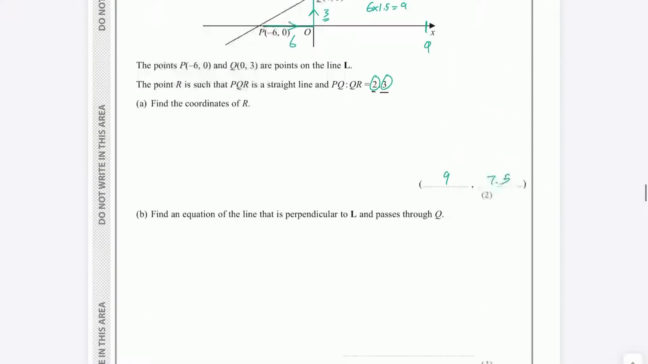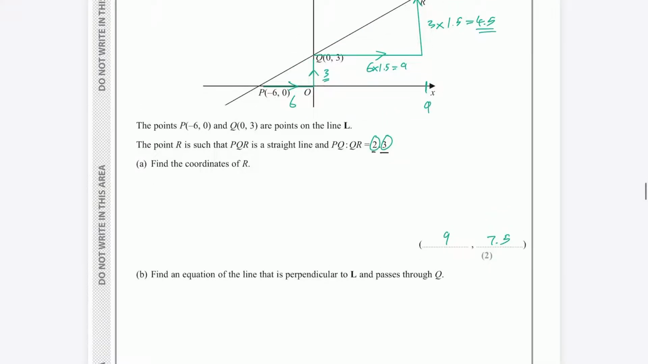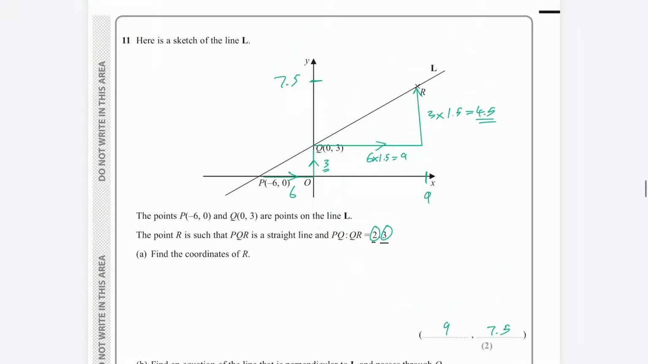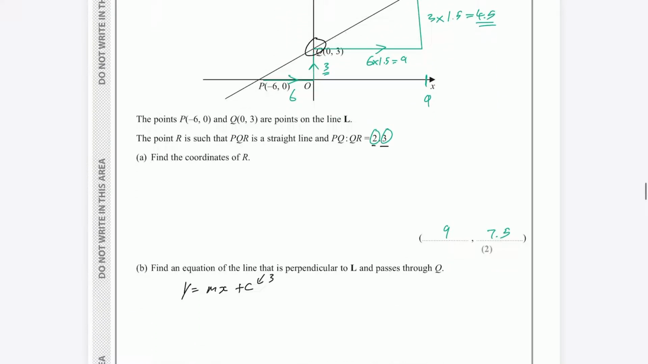So for the next bit, it's saying find the equation of the line that is perpendicular. Okay, so first we should find the equation of the line L. So we know that y is equal to mx plus c. We know that the intercept, that one there, is 3 because the line crosses the y-axis at 3. We now want the gradient, so we know we go 3 across, 3 up, so the gradient is going to be a half. So the equation of line L is y equals a half x plus 3.